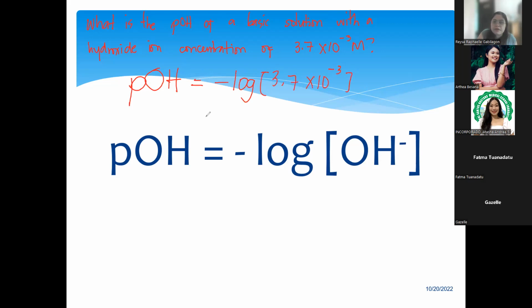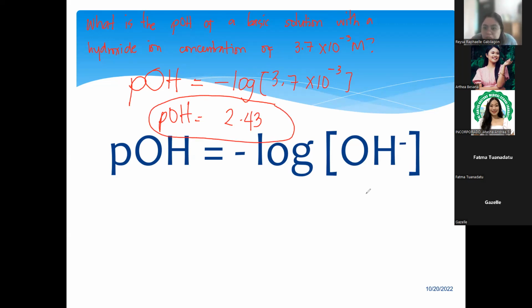pOH is equal to the negative log of our 3.7 times 10 raised to the power of negative 3. How are we going to do that in our calculator? Negative, then log, and then 3.7 times 10 raised to the power of negative 3. This is 2.43. So this is our pOH. Okay? Correct, 2.43.